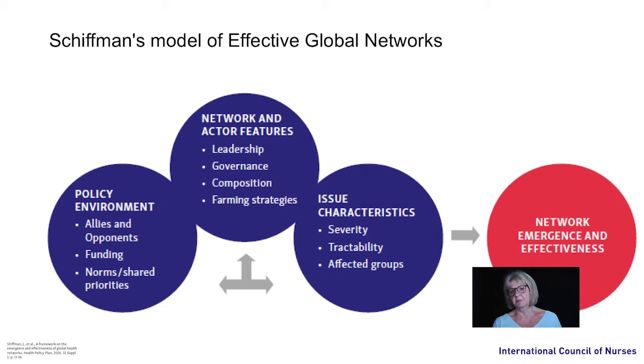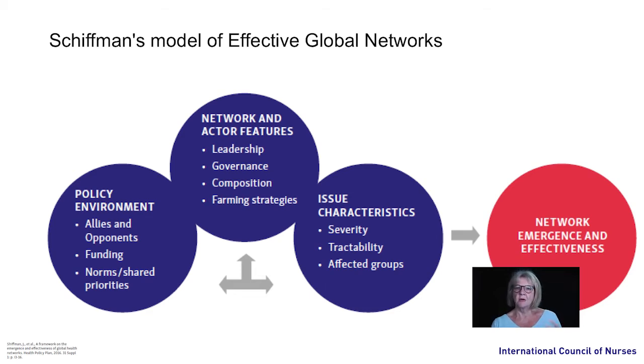And the third bubble is about the issue itself. What's its severity? And is it something you can move? That's what the tractability bit is. Is it something you can do something about? Is it something that politicians can do something about without getting into trouble with their constituencies? So those sort of considerations are really critical. And who are the groups that are affected? And I give you a couple of examples in part 4.